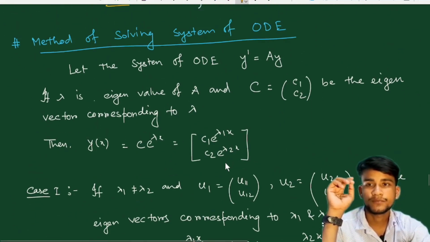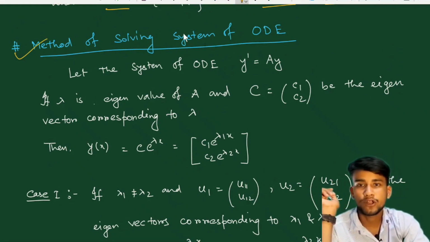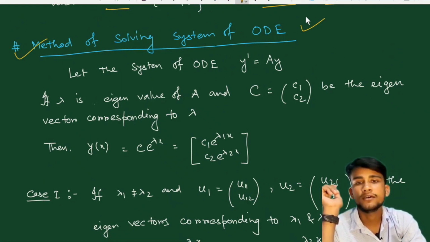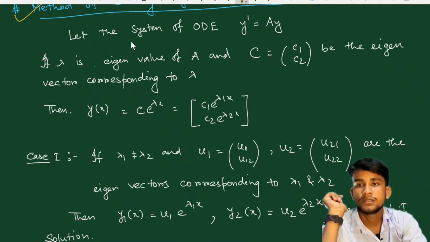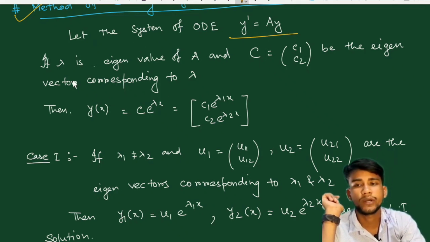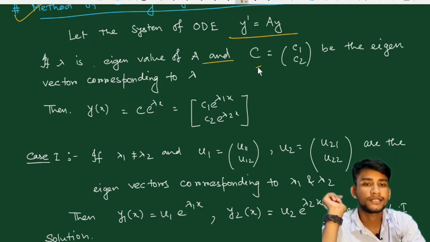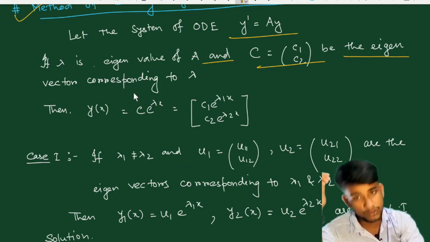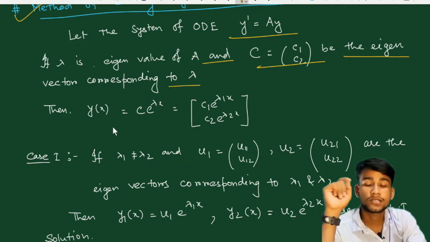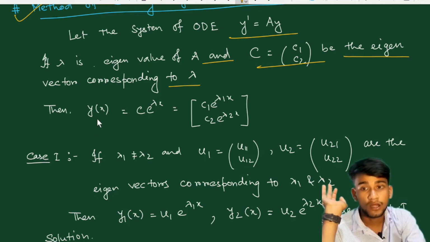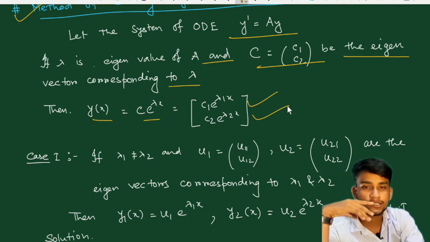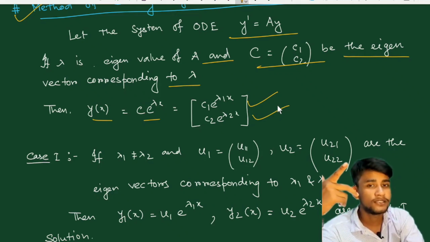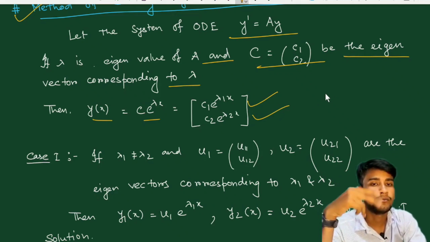Now it comes to the method of solving a system of ODE. This is an important concept, so see the concept and learn. Let us consider the system of ODE y dash equal to Ay. If lambda is the eigenvalue of A and c equal to (c1, c2) is the eigenvector corresponding to lambda, then the solution is written in the form y(x) equal to c e to the power lambda x. This is equal to c1 e to the power lambda1 x and c2 e to the power lambda2 x if the system is based on two variables.